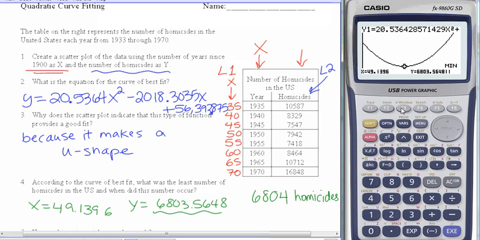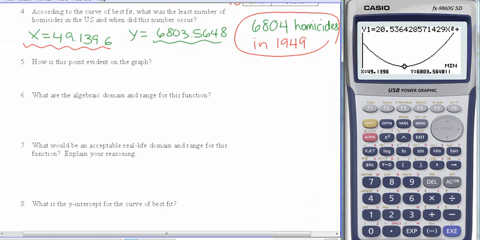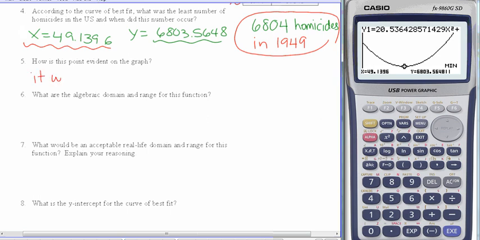And when did this occur? Well, the when part would be the x value in my equation. Remember, my x was really the number of years since 1900. So this would have happened in 1949, we'll say. Okay. All right, let's see what else we have on here. Number 5 said, how was this point evident on the graph? And our answer, it was the minimum. Remember, this thing is also called a vertex of the parabola. Good to review vocabulary before SOLs.